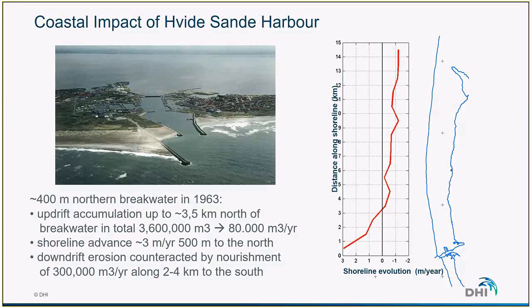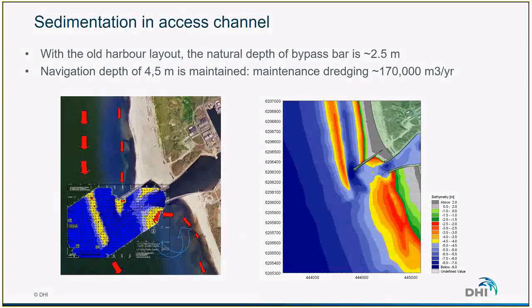As a consequence of this accumulation, the downdrift erosion was very, very large as well, because all the sand accumulated along the breakwater is now lacking south of the town. About 300,000 cubic meters per year were placed along the coast south of the town. So that was the situation before the optimization of the layout, and we can see that we are facing very, very large numbers.